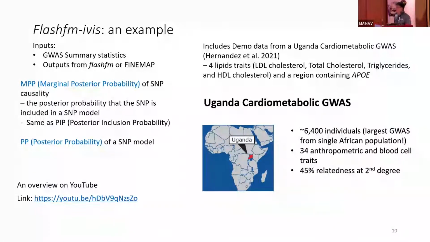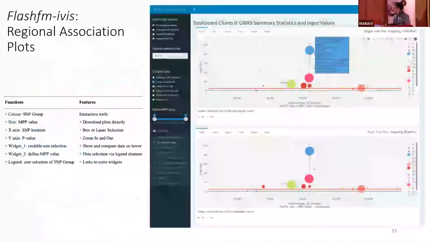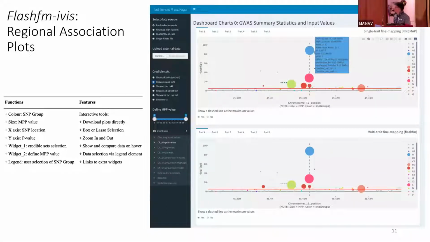Some researchers may use PIP to have the same meaning as this MPP. Also, we have a PP for the SNP models. And we also have a YouTube channel to show how to understand these examples if you have time to watch it later. So here, one picture is worth 1,000 words.